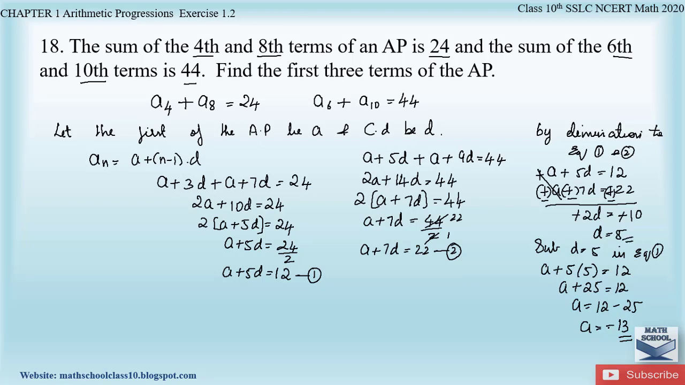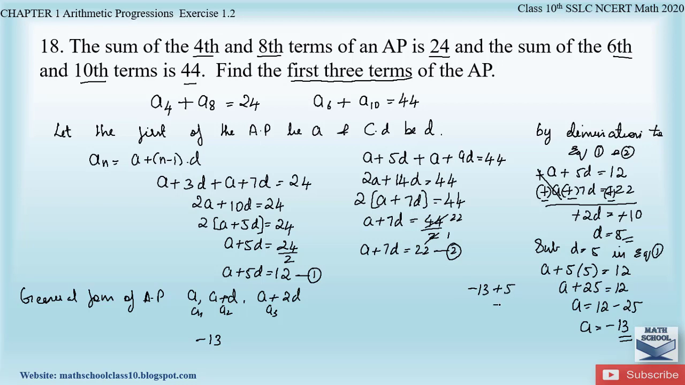Since we know the a and d values, now we can find out the first 3 terms of the AP. We already know the general form of the AP, which is given by the first term is a, second term is a plus d, and the third term is a plus 2d. So this is the first term, this is the second term, and this is the third term. So these 3 terms we have to find out. And the AP we can write as the first term a is minus 13. So what is a plus d? A plus d is a, which is minus 13, plus d, which is 5. So what is minus 13 plus 5? That will be minus 8. Okay, so the second term is minus 8.